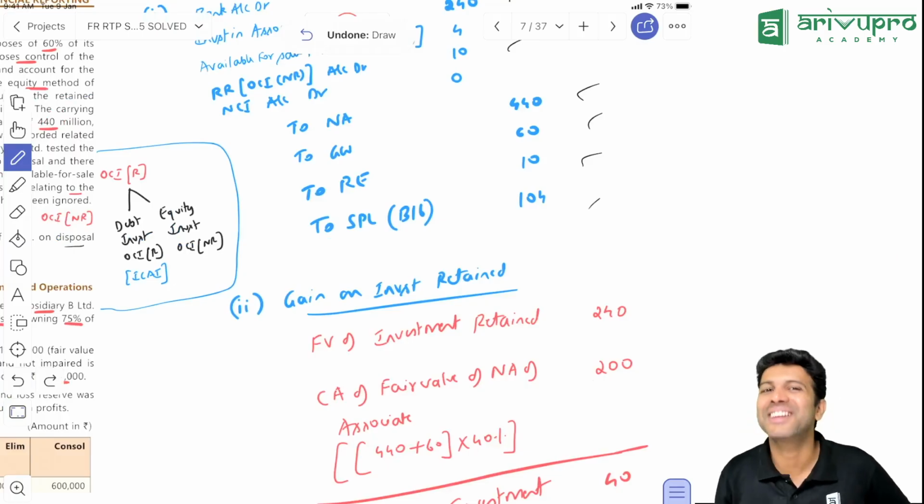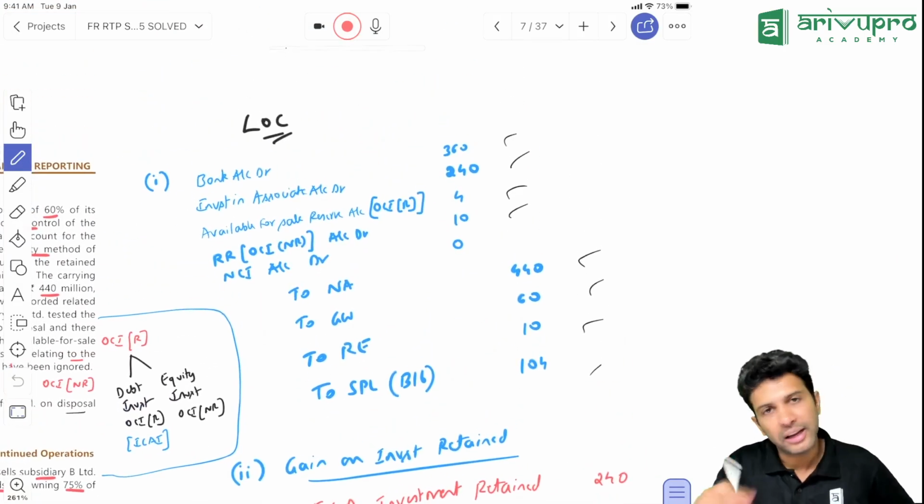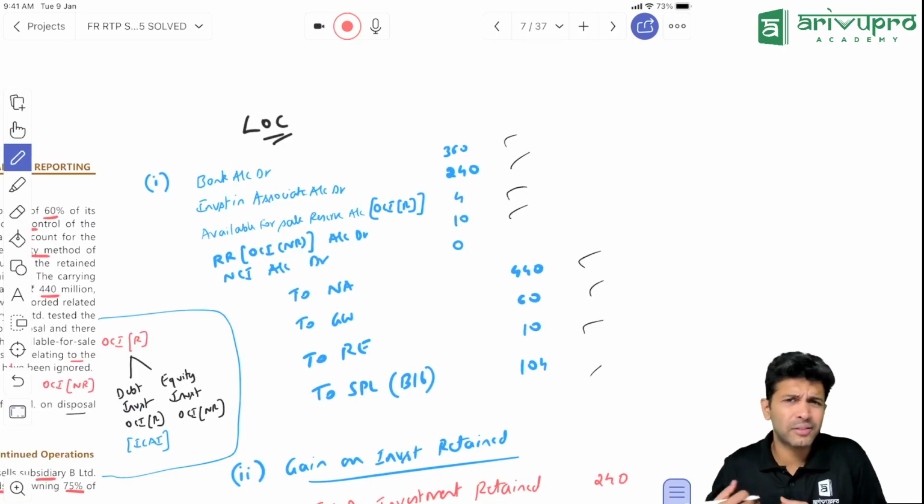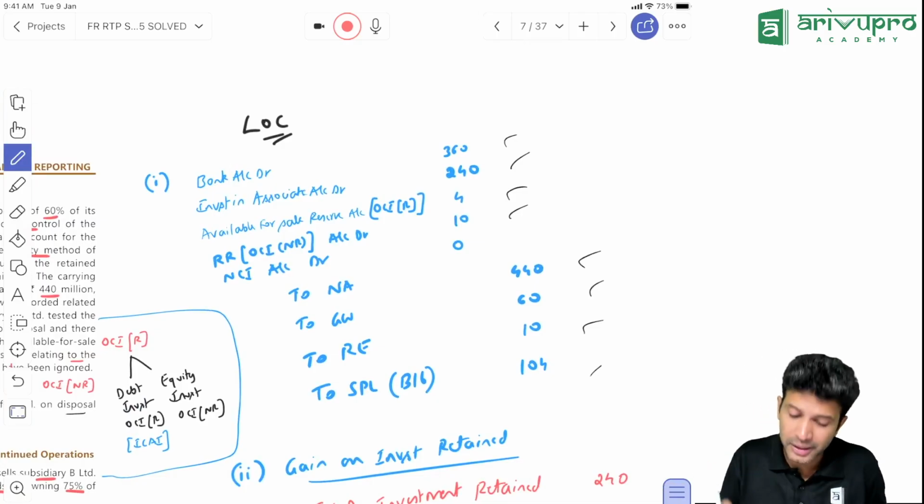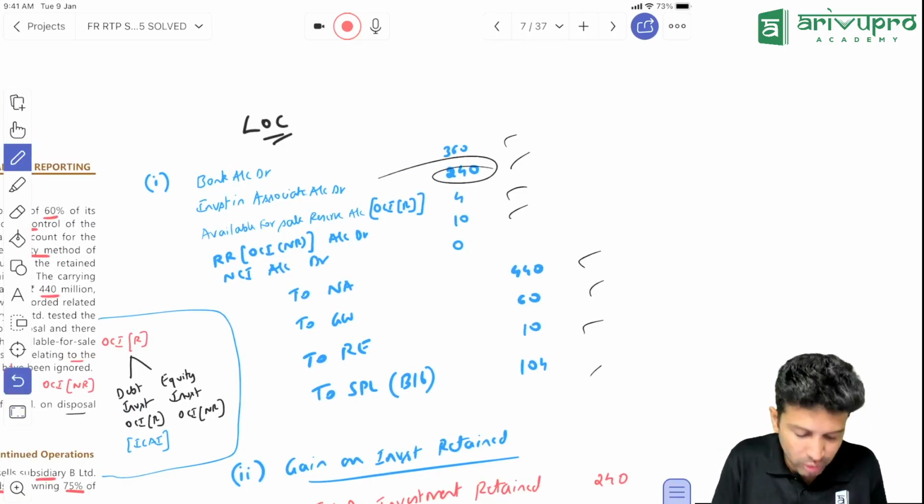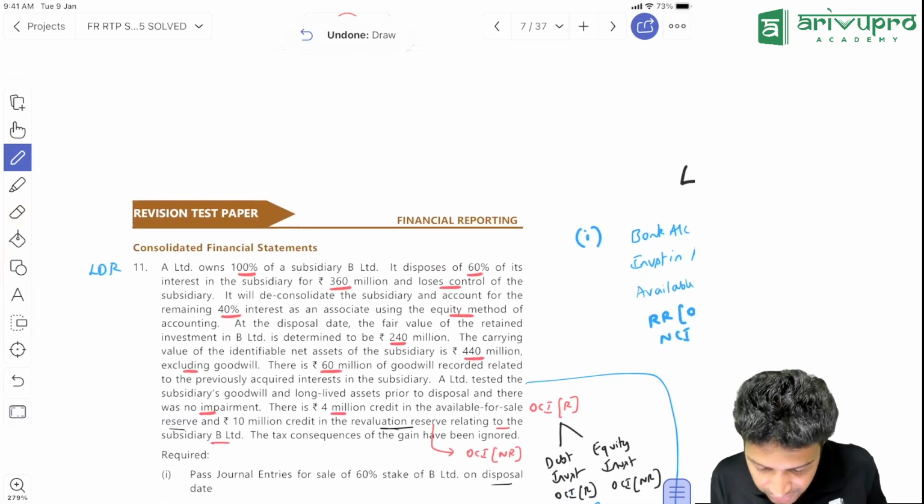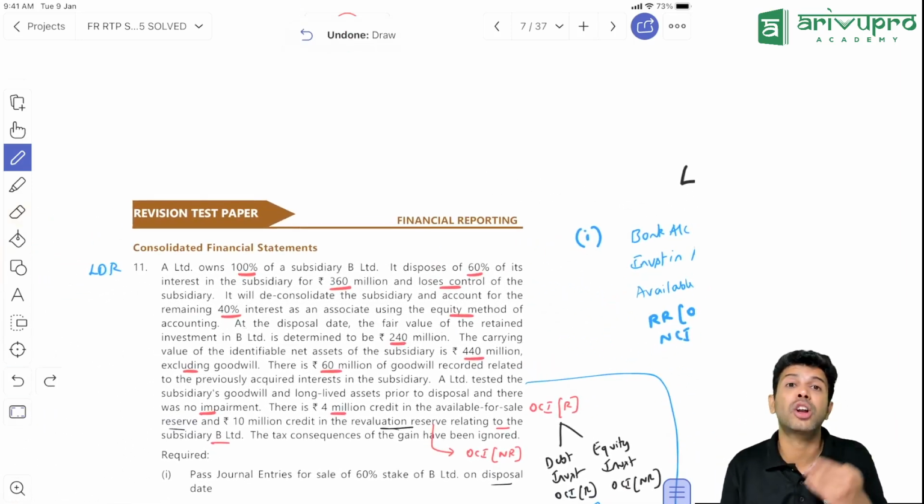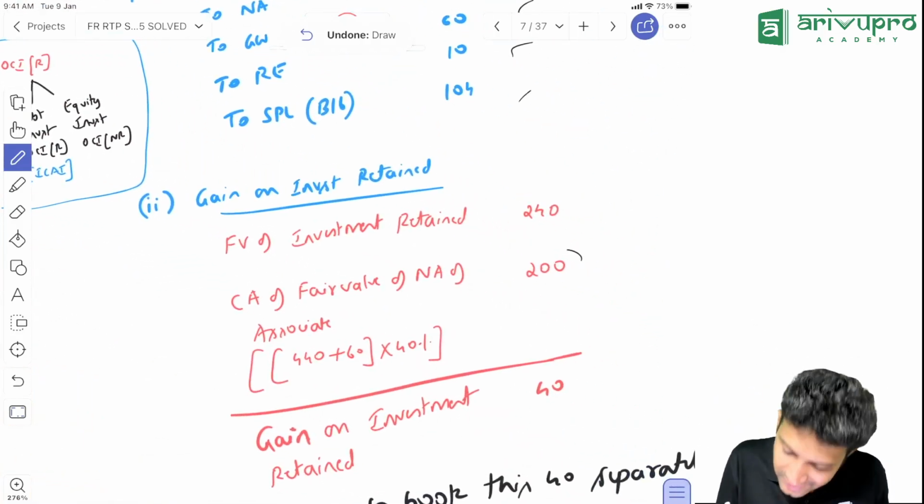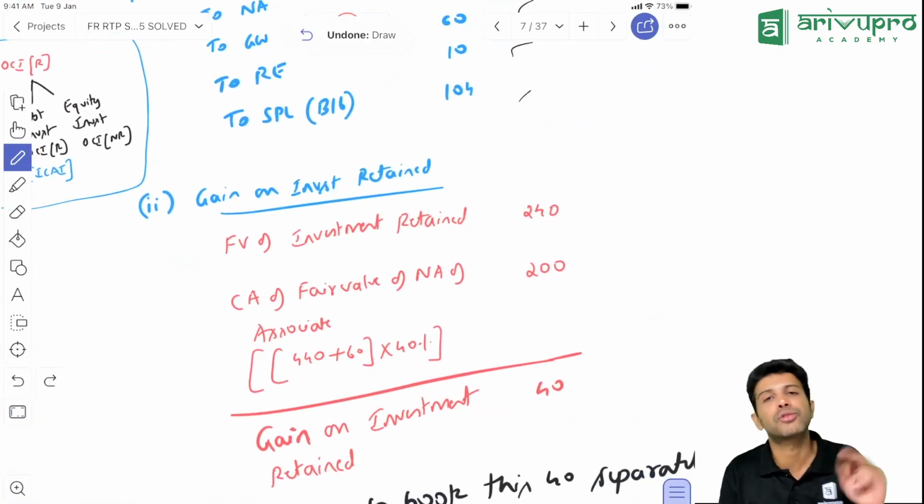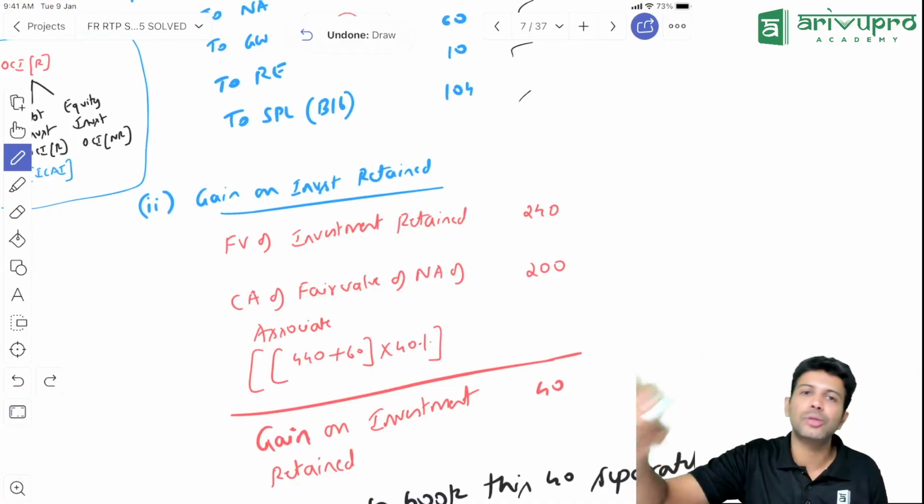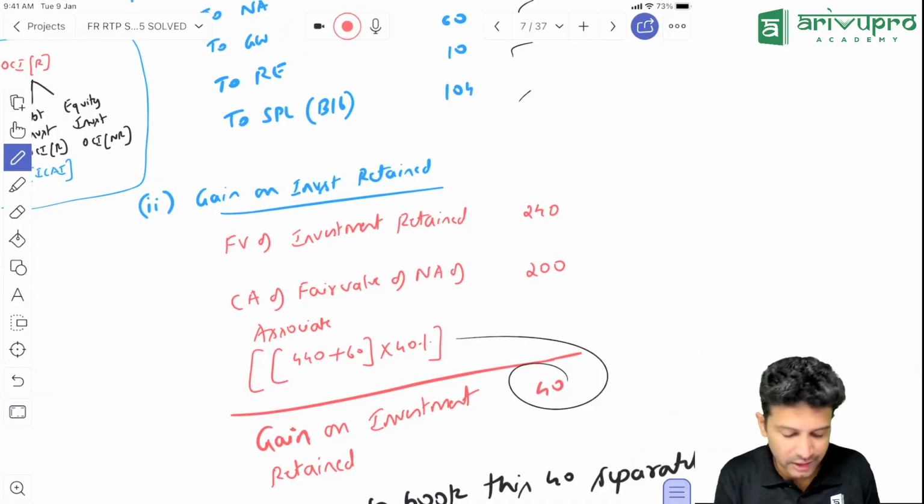But are you recognizing your investment at 200? No. Loss of control accounting says you have to take the remaining investment at fair value. What is the fair value of the investment remaining? They gave the fair value of the remaining investment, which is not 200 but 240. Carrying amount is 200, but the fair value is 240. So relating to this 40% investment retained, there is a gain of 40 million.